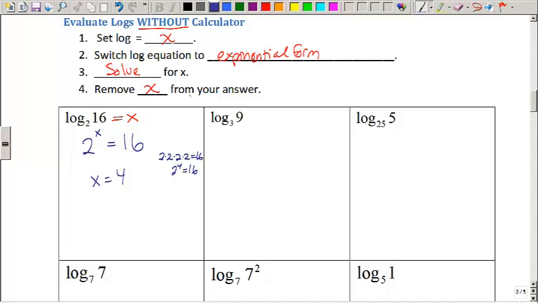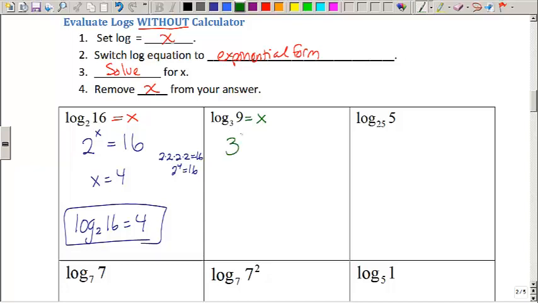Now I'm going to remove x from my answer. So my answer should be log base 2 of 16 is equal to 4. You shouldn't have any x's in the problem because I'm the one that brought the x's into the problem. I have to take it out. On the next problem, we have log base 3 of 9 equals x. I let it equal x so that I can change it into exponential form, which says 3 to the x equals 9. Can you figure out what 3 to the what number equals 9? Well, 3 squared. So that means log base 3 of 9 equals 2.